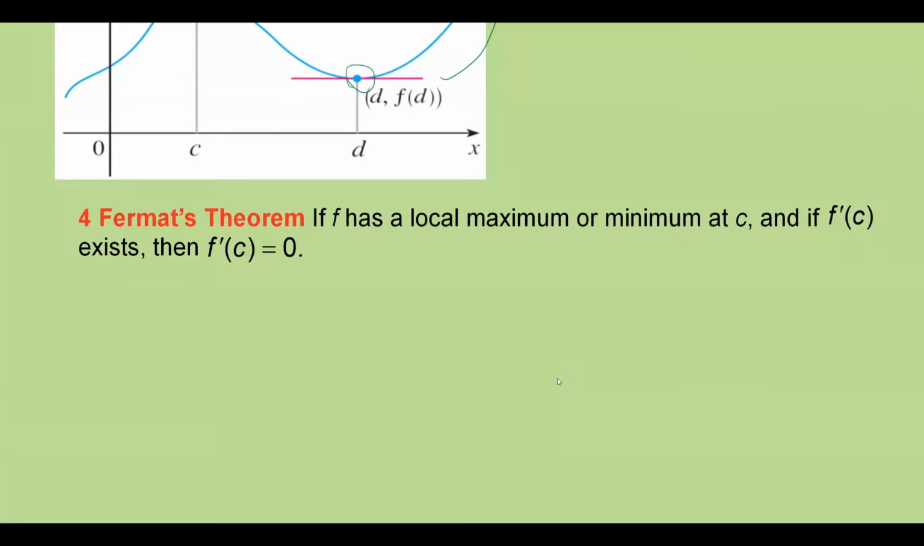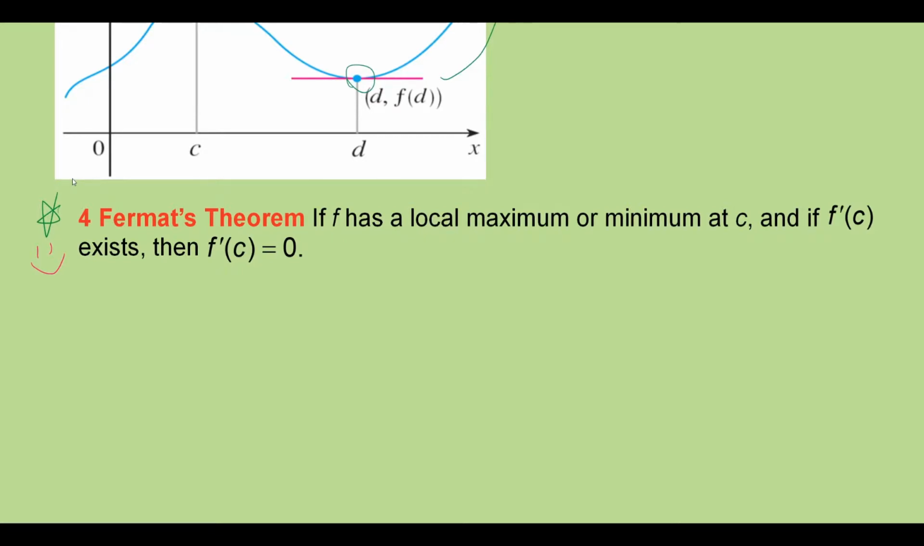And here we have our fourth theorem, Fermat's theorem. This is very important, right? Maybe you want to draw stars next to it or a smiley face next to it. If f has a local maximum or minimum at c, and if f prime of c exists, then f prime of c is equal to 0.